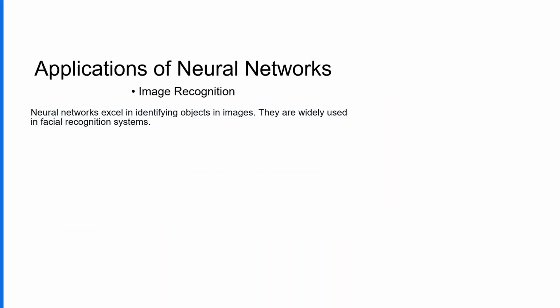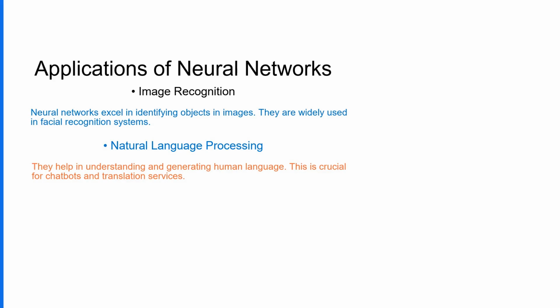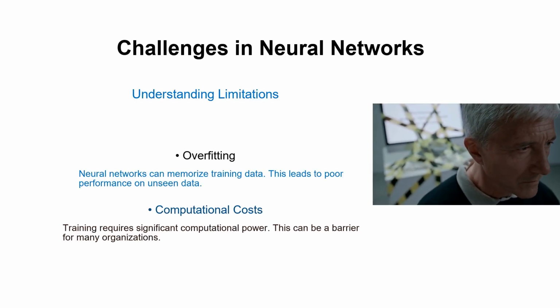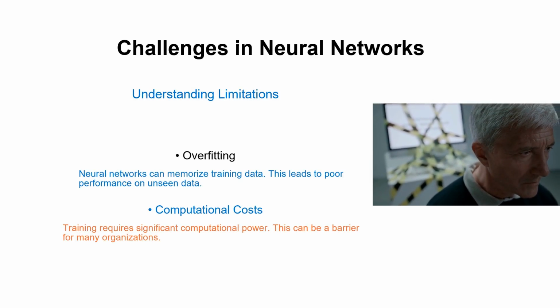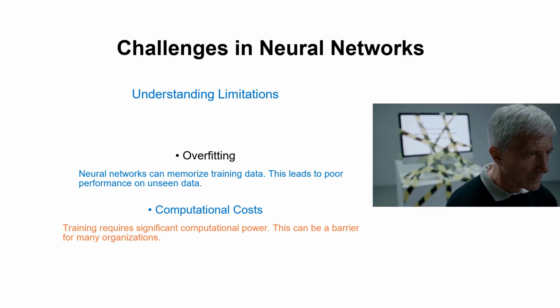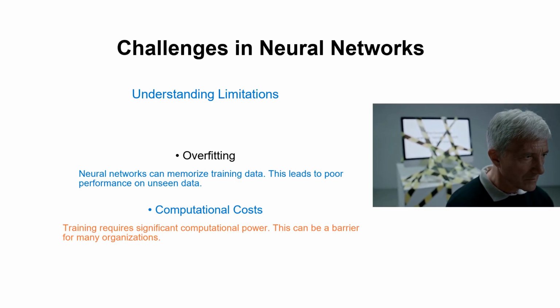Neural networks have numerous applications, including image recognition, where they identify objects in images. They are also pivotal in natural language processing, aiding chatbots and translation services. Despite their strengths, neural networks face challenges. Overfitting occurs when they memorize training data, leading to poor performance on unseen data, and training can be computationally expensive.